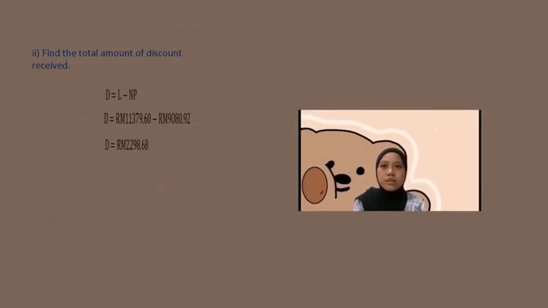Find the total amount of discount received. The formula is D equal L minus NP. D equal RM 11,379 and 60 cents minus RM 9,080 and 92 cents, and the answer is RM 2,298 and 68 cents.